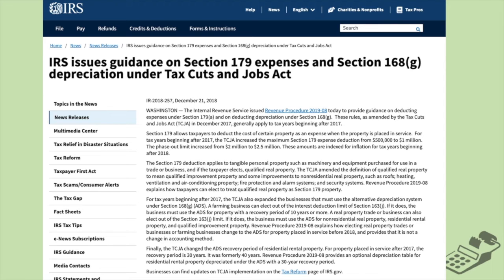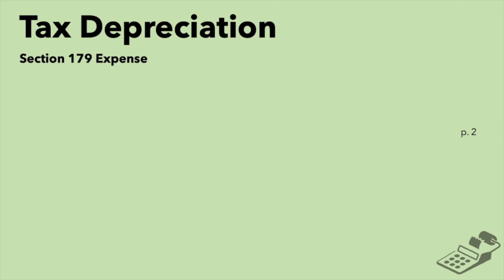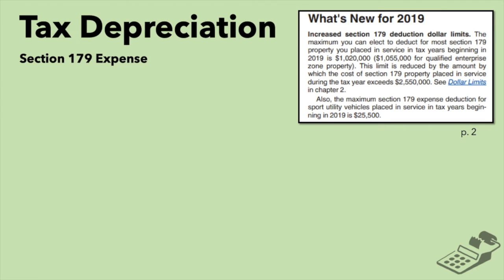So let's try to unpackage this and talk about what it means. In Publication 946, you have a section where it talks about Section 179 as well. The maximum you can elect to deduct for most Section 179 property you placed in service in tax years beginning in 2019 is $1,020,000. This limit is reduced by the amount by which the cost of Section 179 property placed in service during the tax year exceeds $2,550,000.